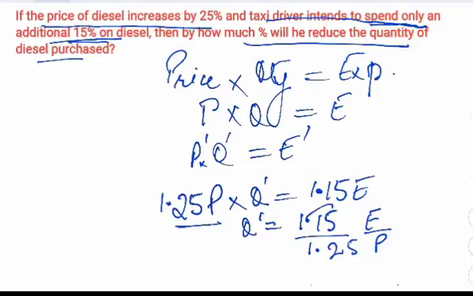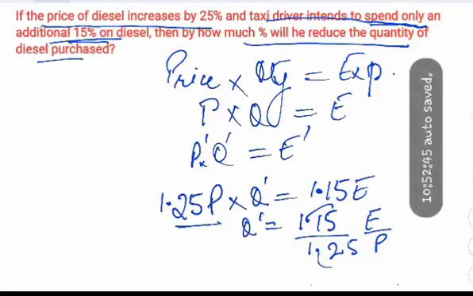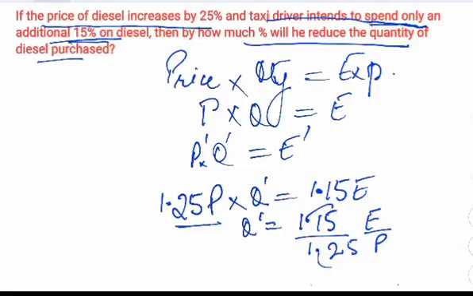So this decimal can go, because there are two places after the decimal in the numerator, and in the denominator also there are two places after the decimal. So we can remove this. And E upon P, from this equation we have seen that Q is equal to E upon P. So we can write it as Q itself.